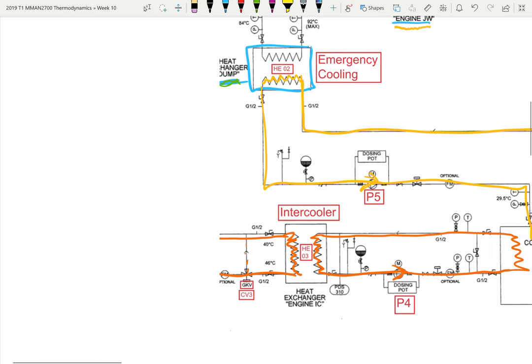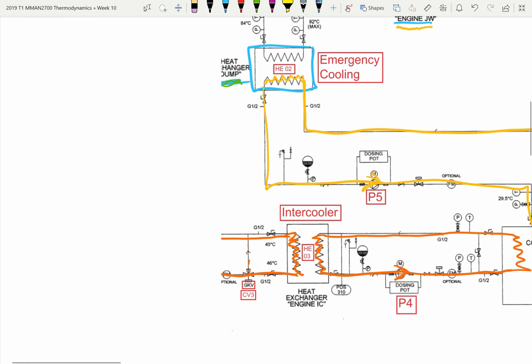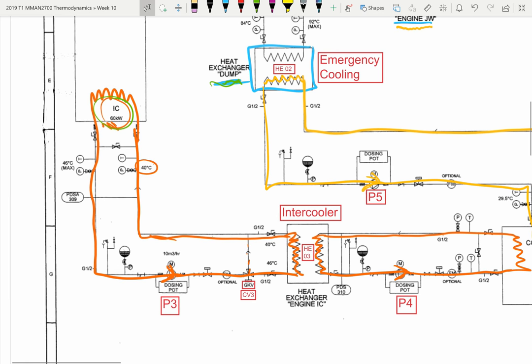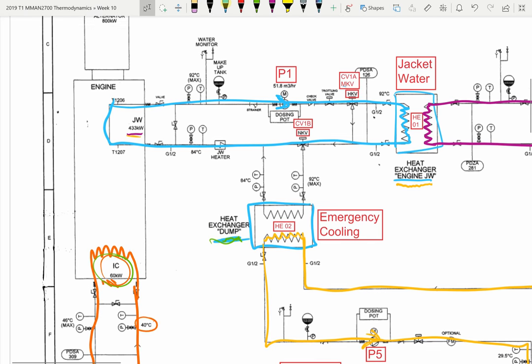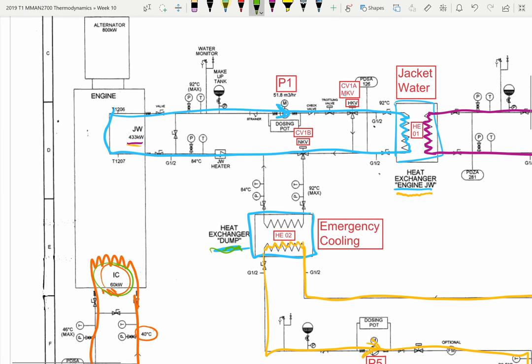And so you can treat this in your thermodynamic analysis as being a slightly compressed liquid. So you can use the saturated liquid values of your steam tables for all of the water here. Okay, and we've got temperatures throughout. So this one says coming in at 40 degrees C and leaving at 46 degrees maximum. This one says coming into the jacket water heater at 84 degrees C and leaving at 92 degrees C max. So that lets you know what's happening thermally throughout the system.